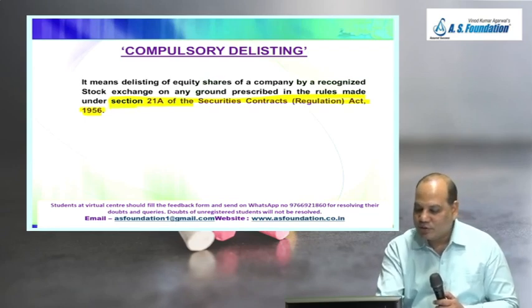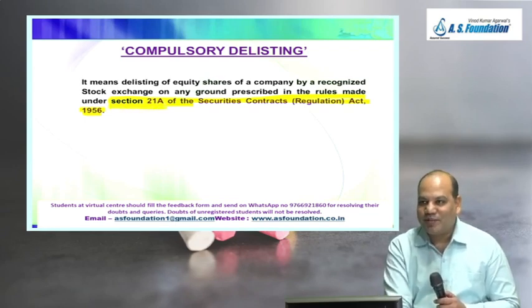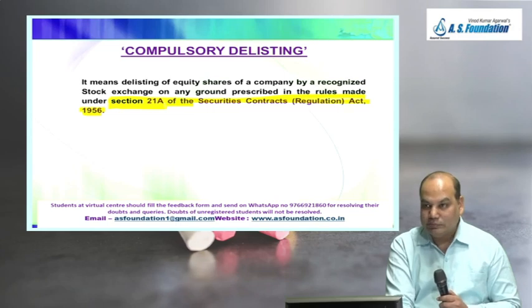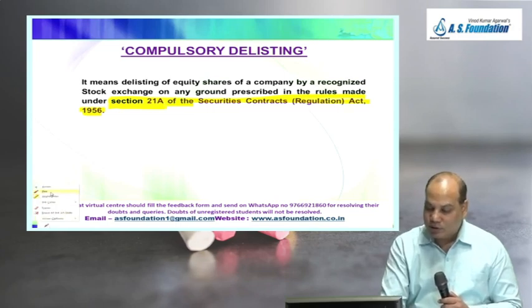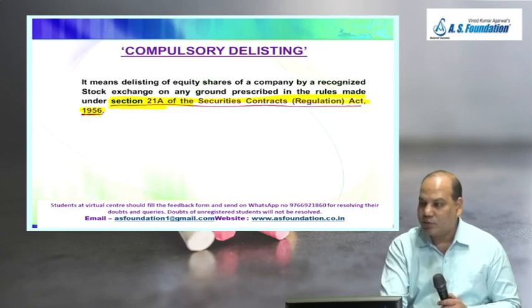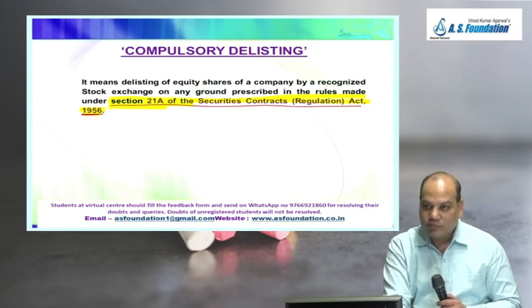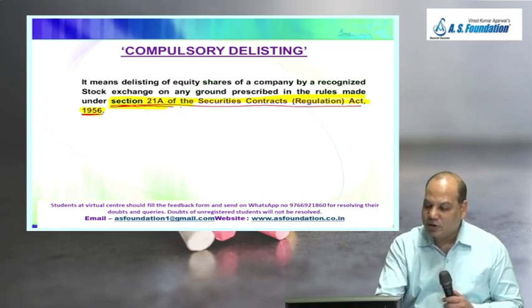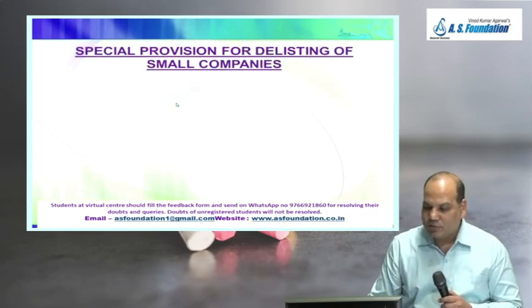Today your homework is, you will go through section 21A and tell me what are the conditions prescribed for delisting of a stock of a company from the stock exchange. So basically what I can visualize is that they have not complied with some regulations, like minimum public shareholding, submission of certain forms, documents, etc. And then what will happen? The stock exchange will ask them to get themselves delisted.